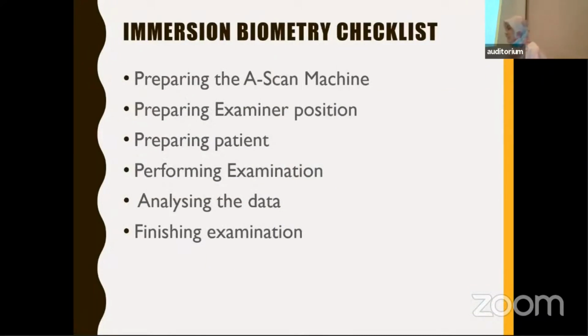Here is the immersion biometry checklist. We have to prepare the machine. We have to prepare the Prager shell, make sure to sterilize the probe and the Prager shell, and prepare the screen monitor. Then prepare the examiner position, making sure the height of measurement is good. Then we have to prepare the patient; for the immersion technique the patient has to be in the supine or reclining position. Then perform the immersion examination, analyze the data, and finish the examination. If you go to an OBC course, they teach this immersion technique in more detail, and other practicals. That's the checklist.